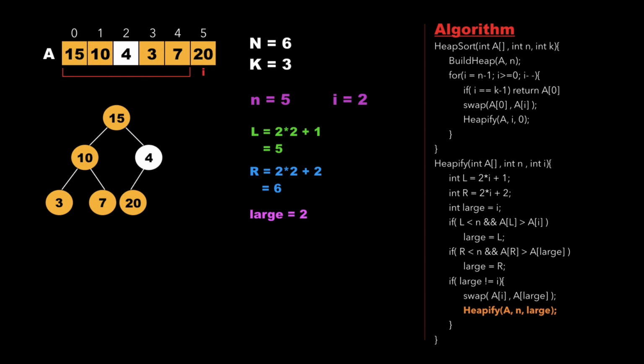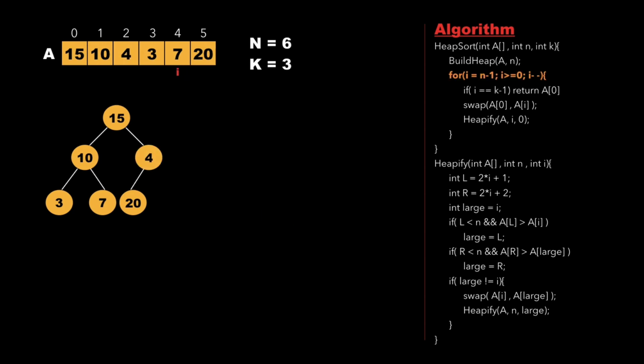So we call the heapify function for the element 4, and now again we decrement the value of I since 4 does not have any child nodes. And now we check whether if I is equal to k minus 1, that is 4 is not equal to 2, therefore we swap A of 0 with A of I, 15 with 7, and after swapping we call the heapify function and we restrict n to 4, that is first 4 elements, and the value of I is 0.